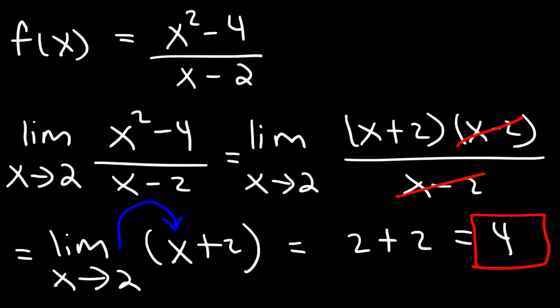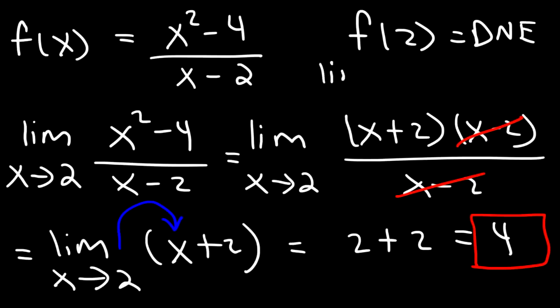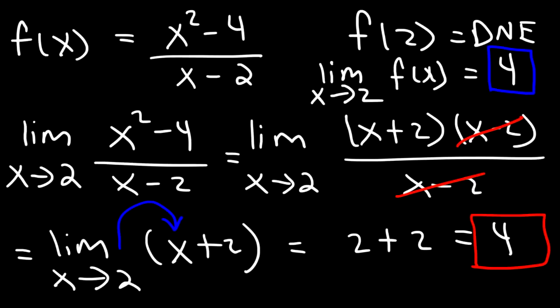So this tells us that as x gets closer and closer to 2, the y value, or f of x, will approach a value of 4. So even though f of 2 does not exist, the limit as x approaches 2 of the function f of x exists, and that's equal to 4. And so make sure you understand that limits help you to see what happens to a function as x approaches a certain value.